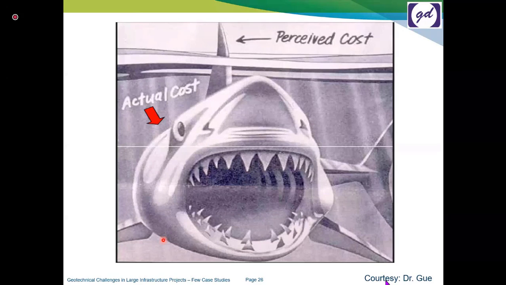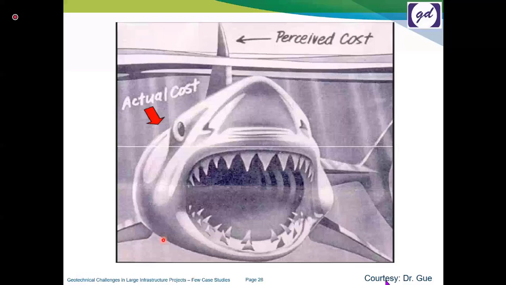Nobody emphasized the consolidation settlement. Nobody emphasized the negative skin friction. Then the piles need to go even deeper, or the size needs to be increased, or you need to employ ground improvement, and everything will then be added into the cost. And then they will find out that cost overrun is a major issue for the project.